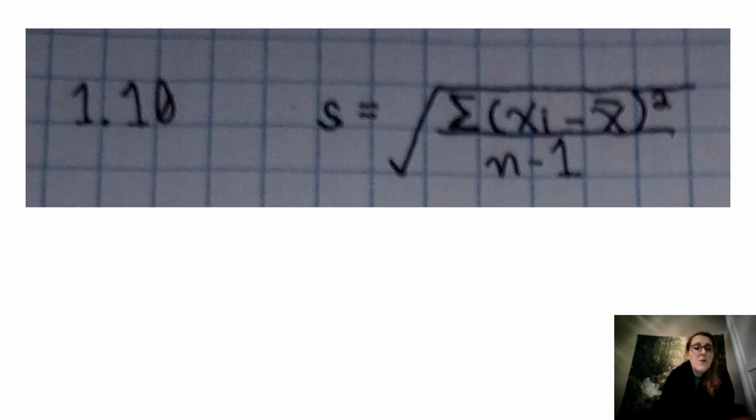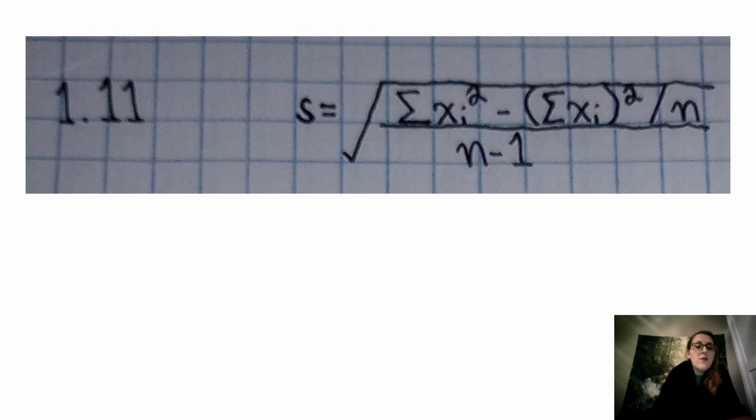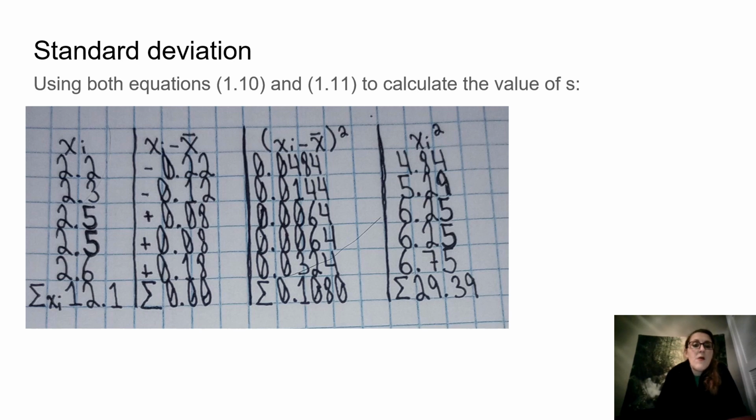For the next part, we need to know both equation 1.10, standard deviation equals the square root of the summation of the experimental value minus the mean squared, divided by the degrees of freedom. And equation 1.11, where standard deviation equals the square root of the summation of the experimental values squared minus the summation of the experimental values, squared, divided by n, all divided by degrees of freedom. Using both equations 1.10 and 1.11 to calculate the value of S, we get the graph below.